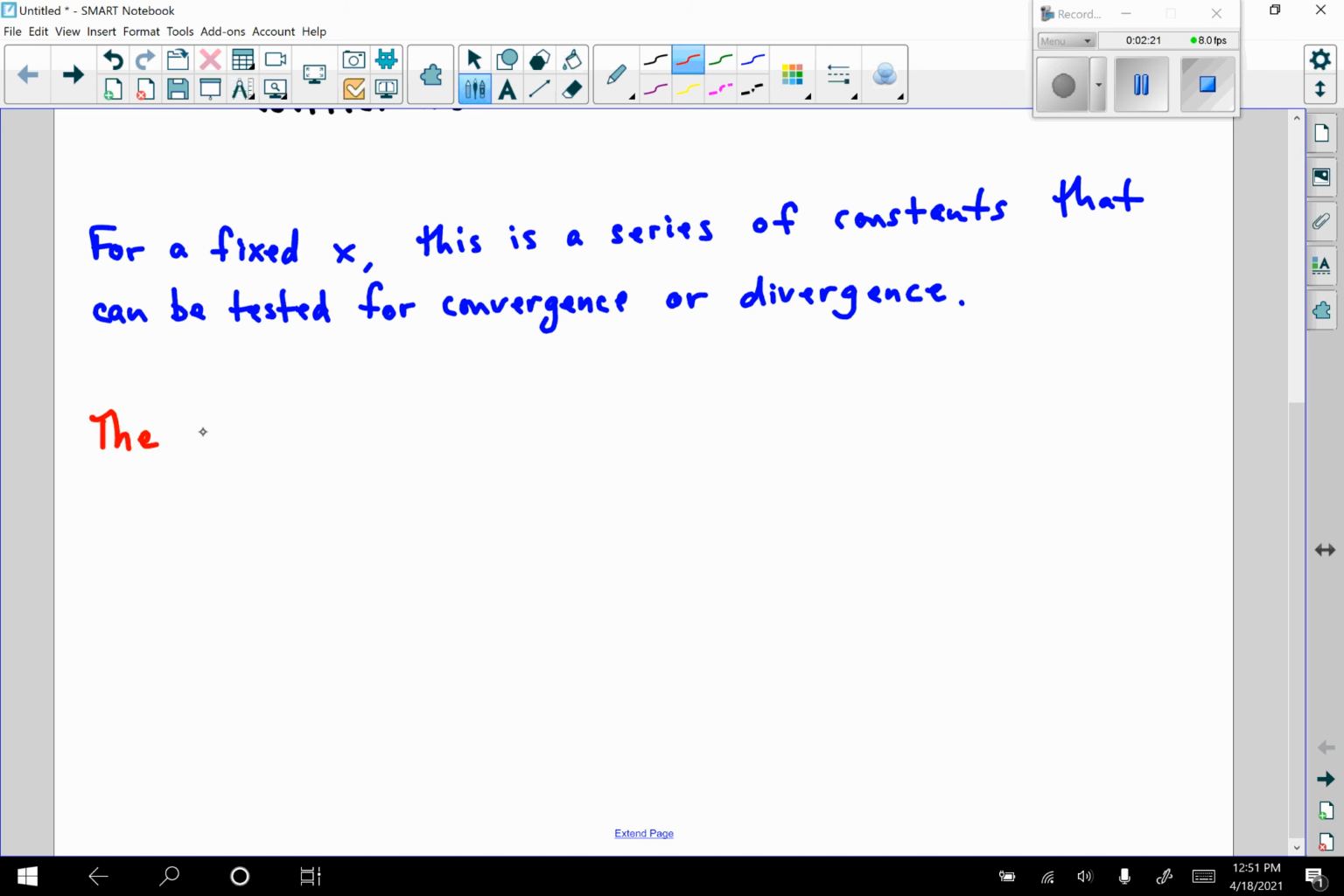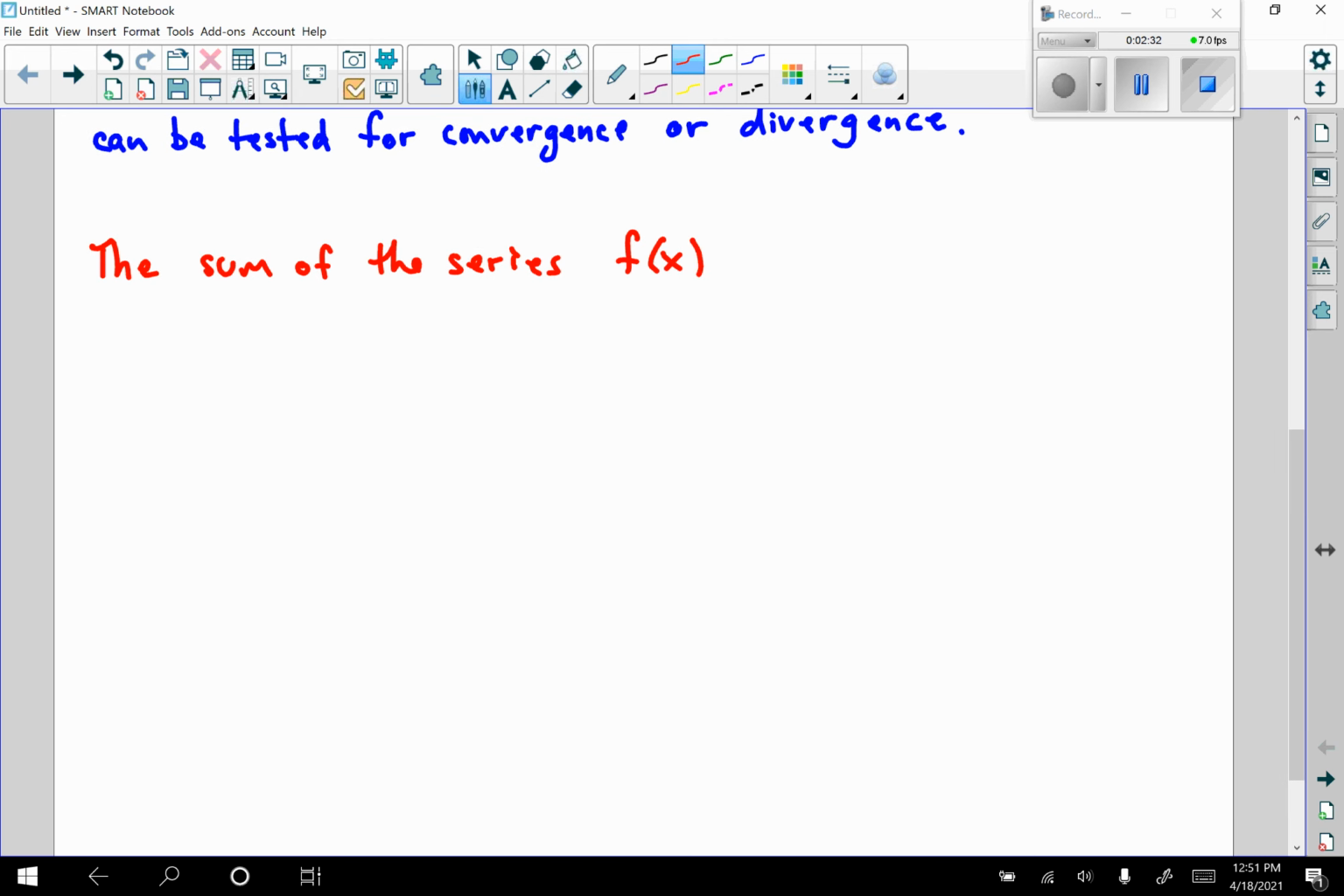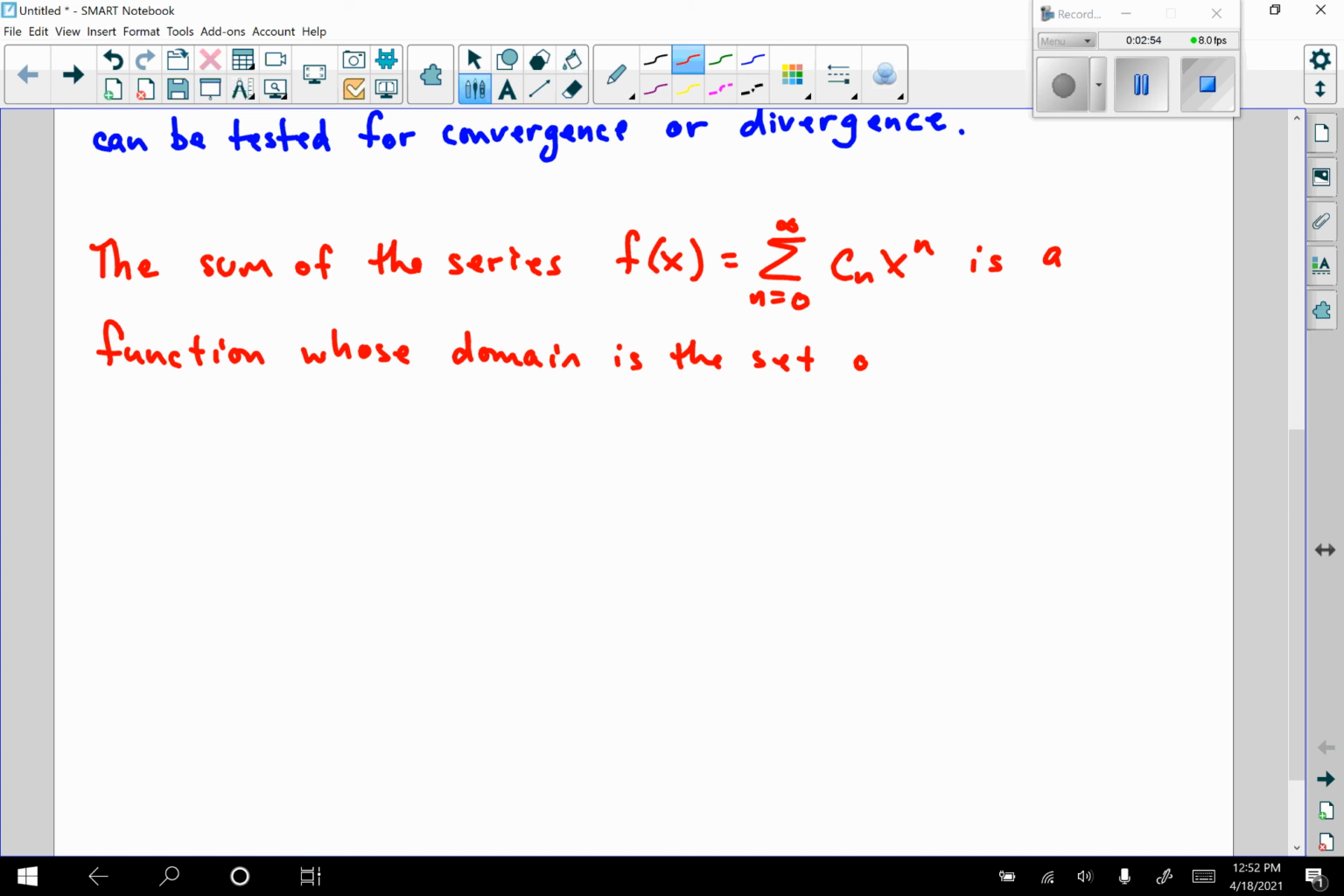Now the sum of the series, we'll write this as a function here. So the sum of the series f of x is equal to summation n goes from 0 to infinity of c sub n times x to the nth power is a function whose domain is the set of all x for which the series converges.